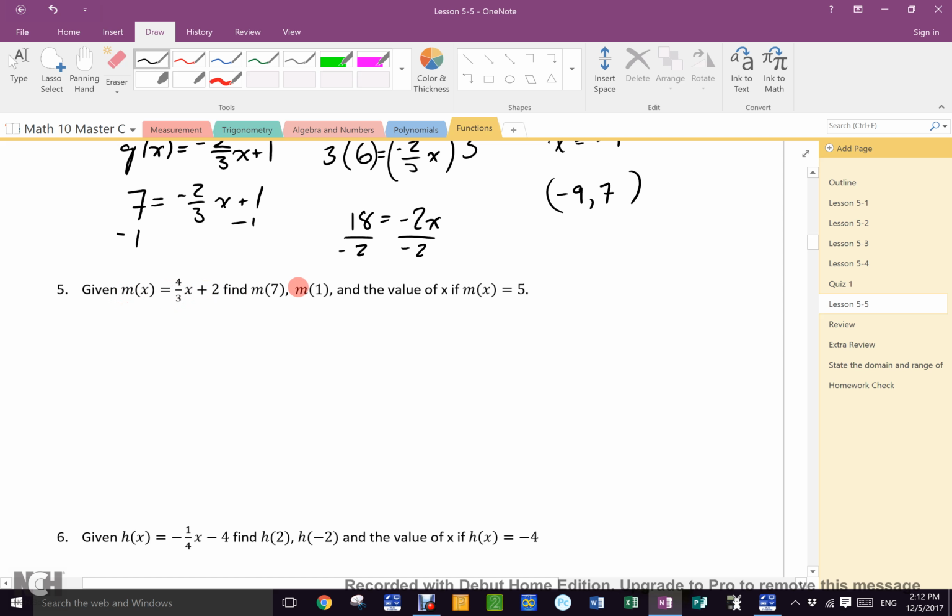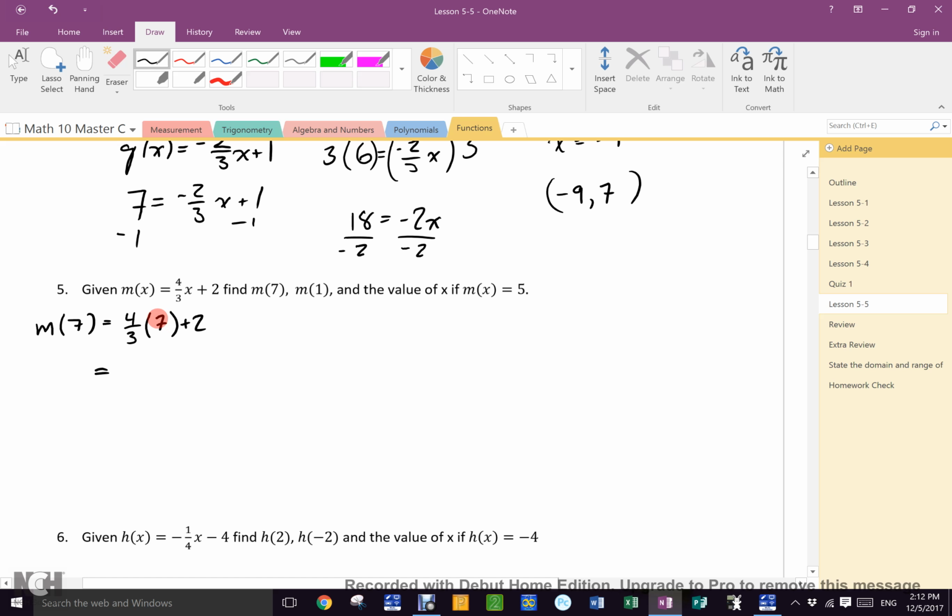I have a new function. It is function m. M of x is this, but I don't want the m of x. What's the first m that I want? 7. X is now 7, so what do I put in instead of x here? 7 plus 2. What is 4/3 times 7?